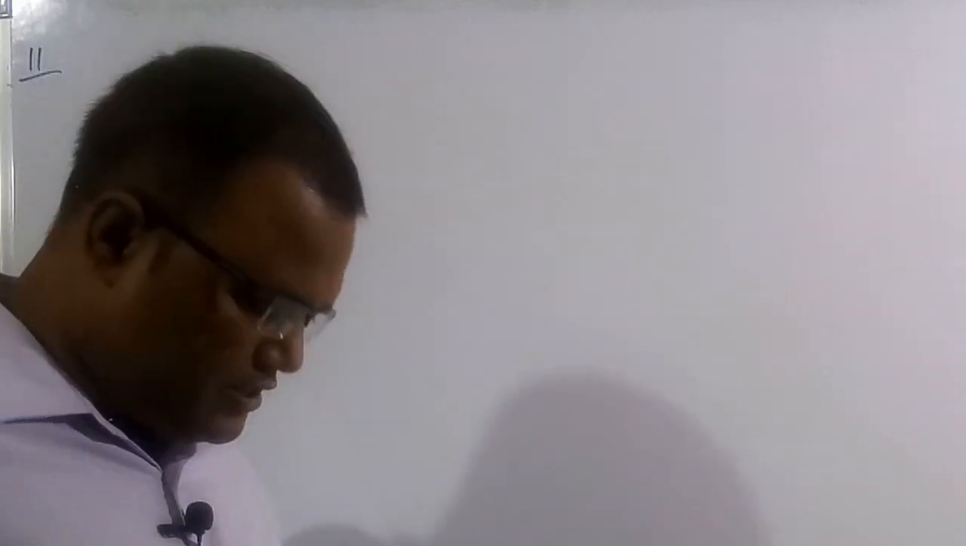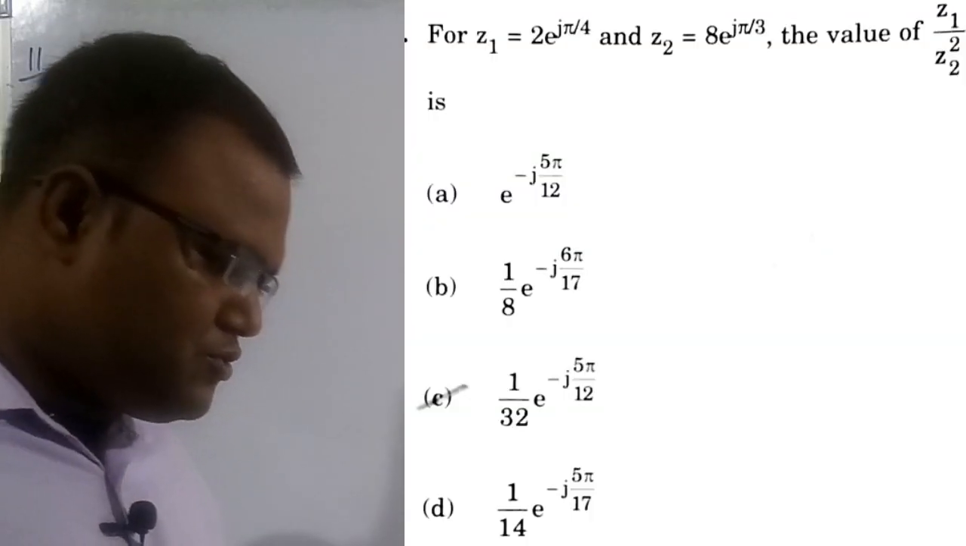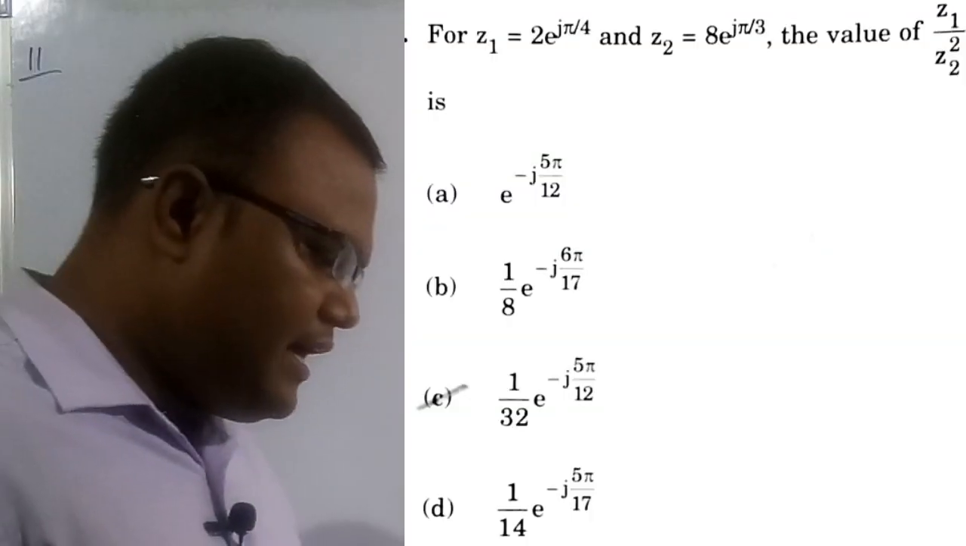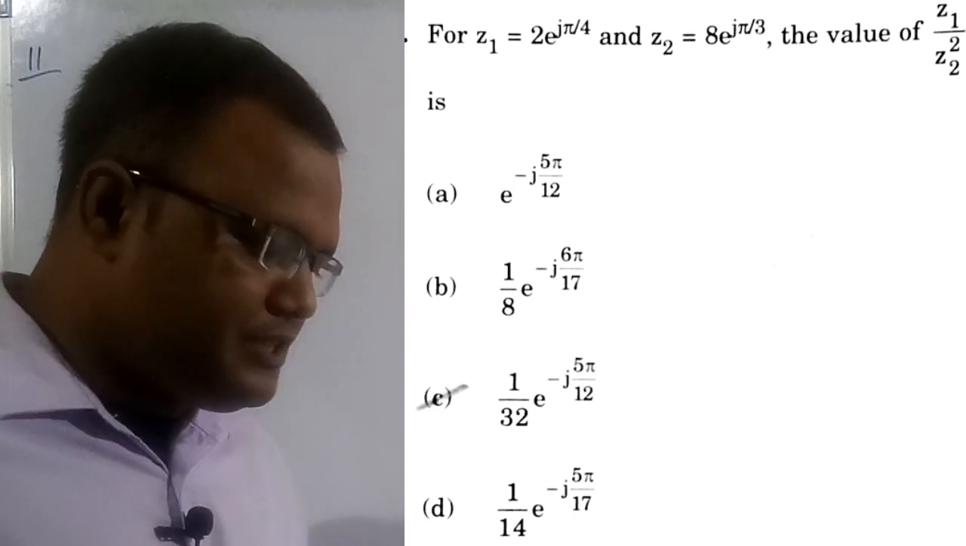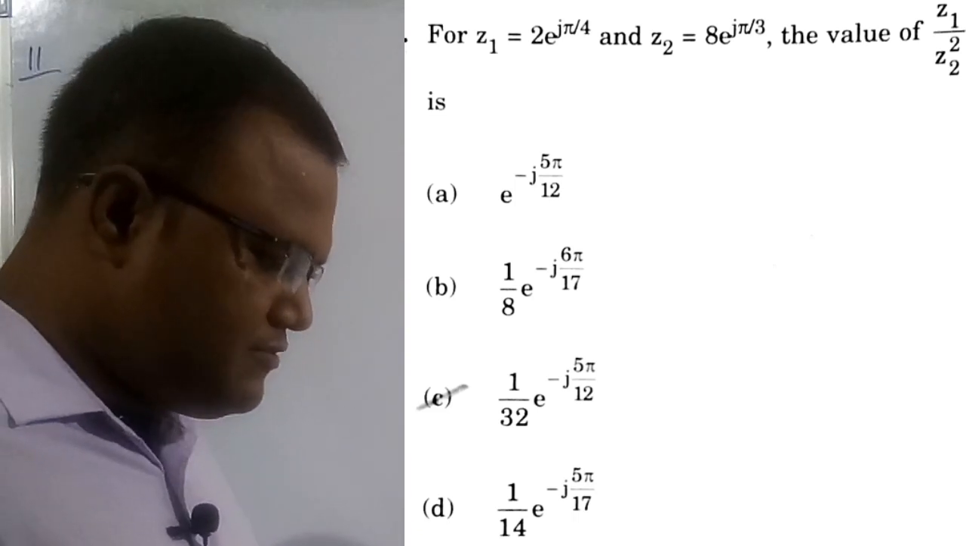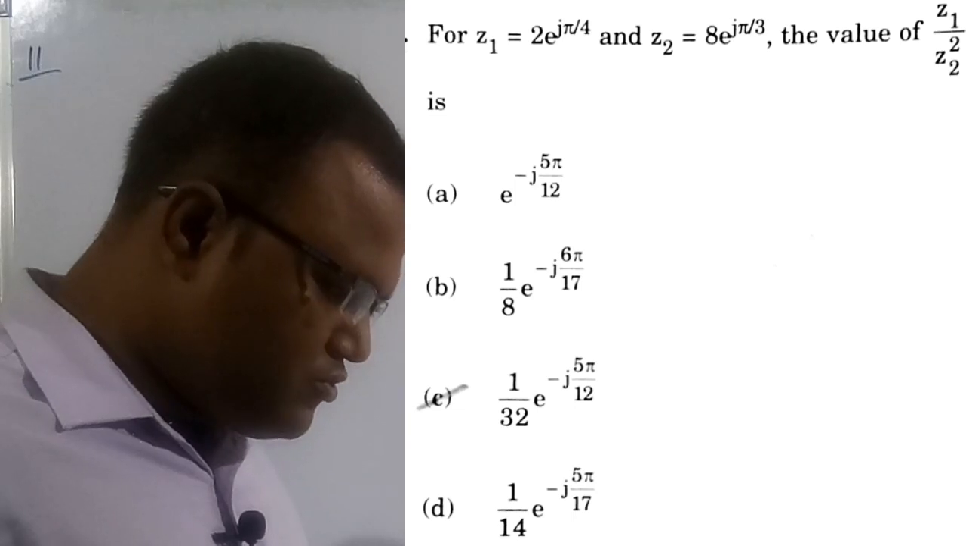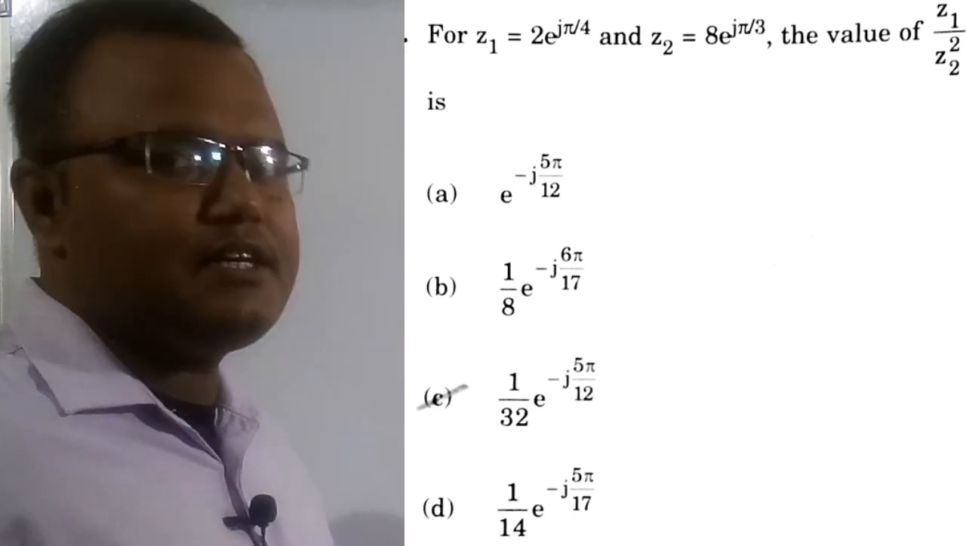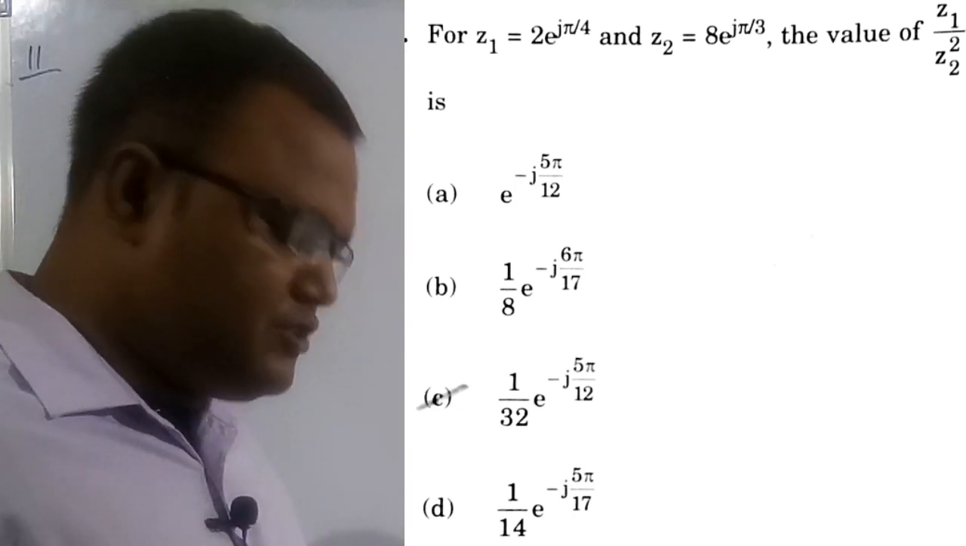So let's get started. Now we are going to solve the 11th question. See the question here. If Z1 is equal to 2 into e to the power of j pi by 4 and Z2 is equal to 8 into e to the power of j pi by 3, then what is the value of (Z1 by Z2) whole square? Option C is the correct solution of this question. So let's solve this numerical.